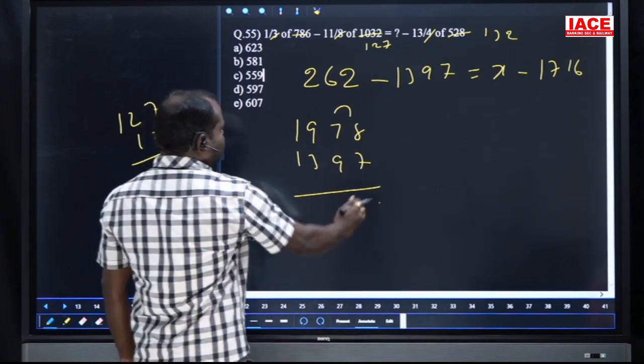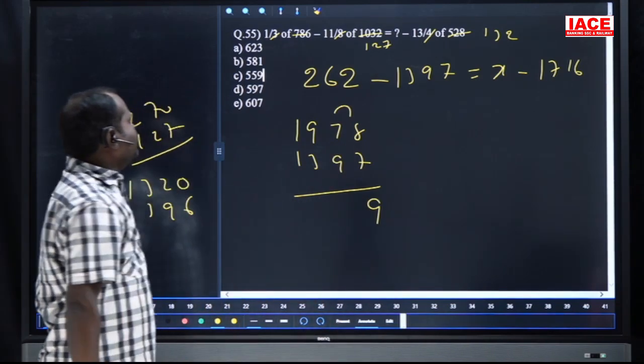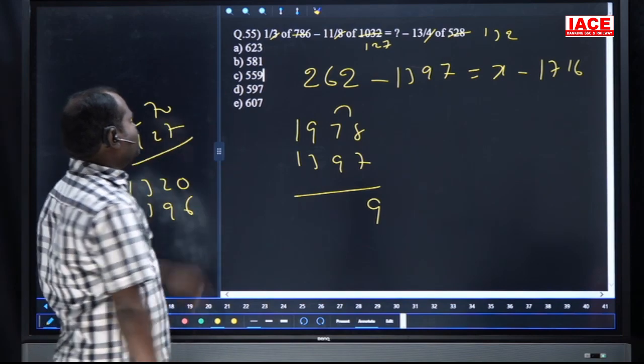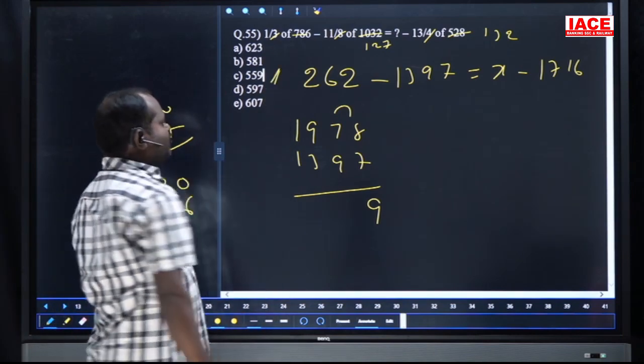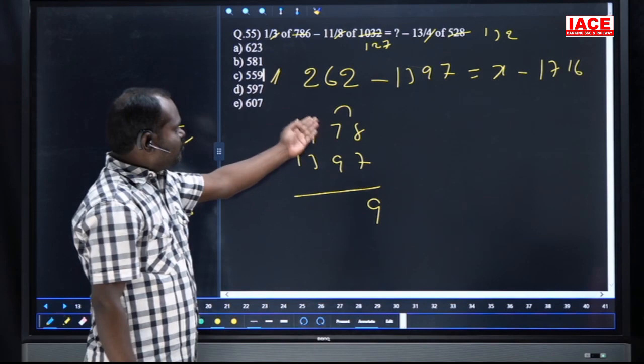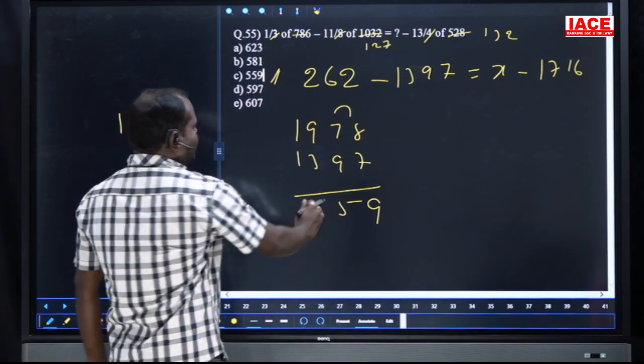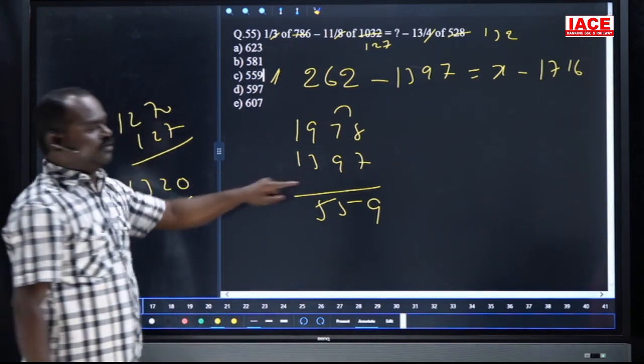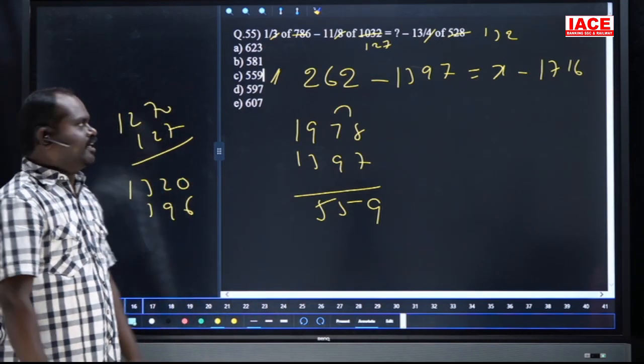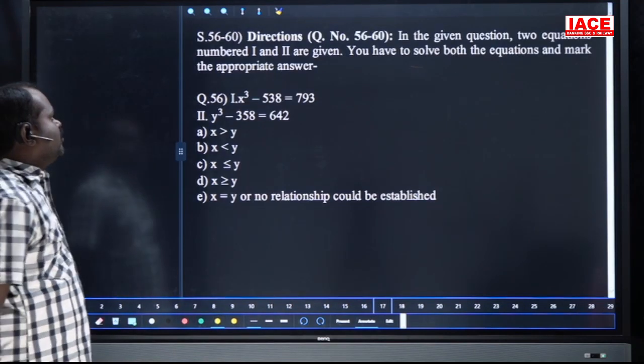18 minus 7 is 9, so the last digit is 9. With 9 ending, only one option is there, option C. We can do it without calculating fully. Here 16 minus 9 is 7, 18 minus 3 is 5, no need to do that. Directly by looking at the unit digit we can say 559. Questions 56 to 60.